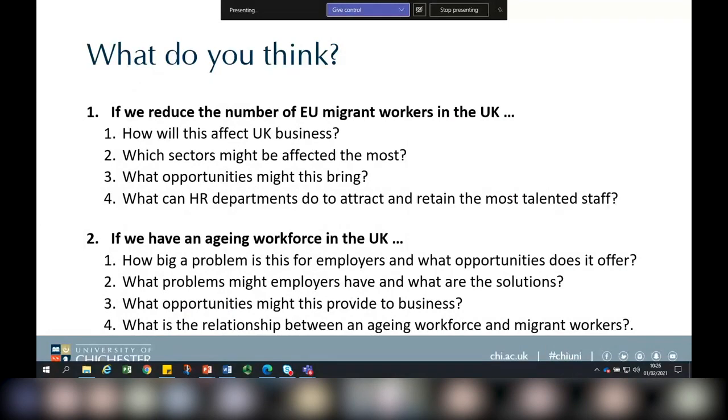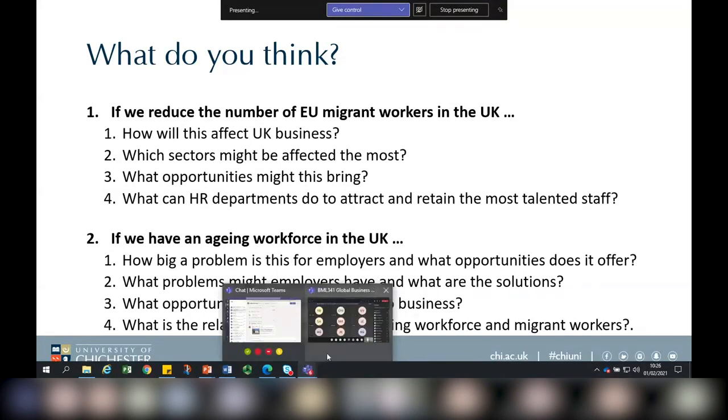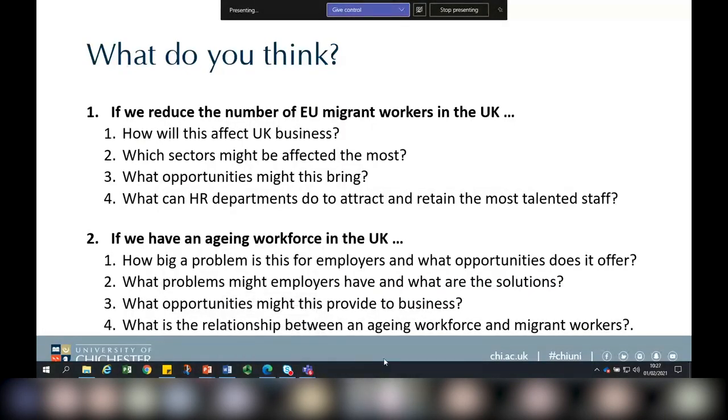Okay, so just to sum up, we've only got a few minutes left. What do you think? I'd like you to look at two concepts: if we reduce the number of EU migrant workers in the UK, or if we have an ageing workforce. I'd like you to think about those questions and spend a couple of minutes on them. I'm going to randomly pick some of you to see what you think. So you've got a couple of minutes to look at one of those topics, and I'll leave the screen open for you.